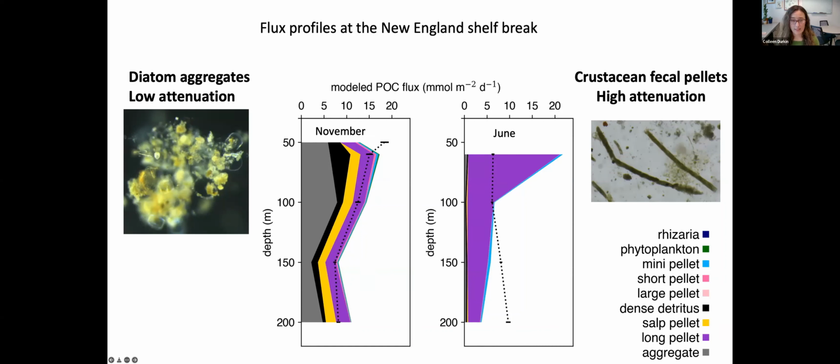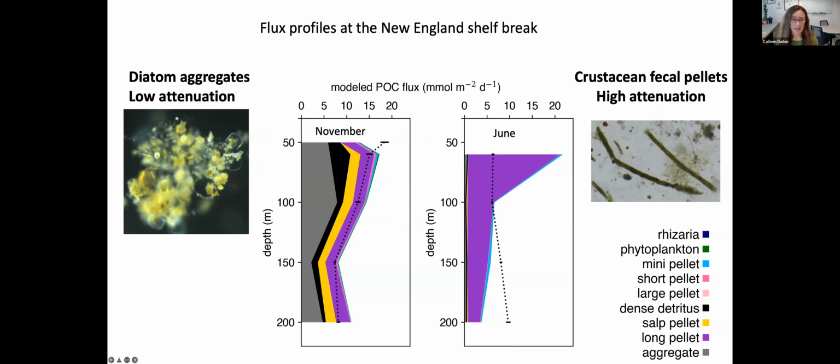However, they were seasonally extremely different in terms of what was causing that carbon export. So in November, it was largely composed of these diatom aggregates. This is a fluffy aggregate that's completely full of Coscinodiscus cells. Whereas in June, that carbon export was composed of these long crustacean fecal pellets. And the thing is they attenuated extremely rapidly with depth. And so that got us interested in thinking about what the attenuation profiles of these different particle types are.